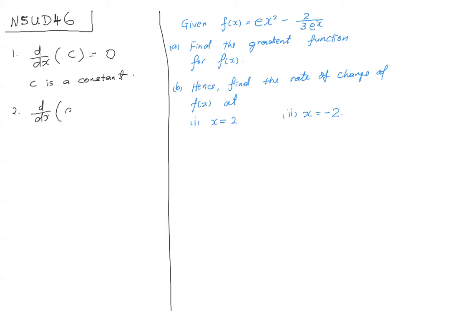Linear term means a number times x. This is called a linear term. So what is the rate of change of a linear term? Yes, tell me, what is the rate of change of a linear term? 0.